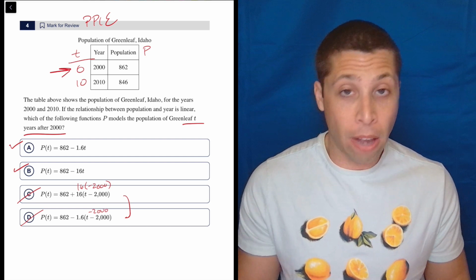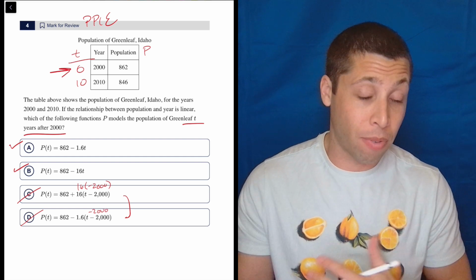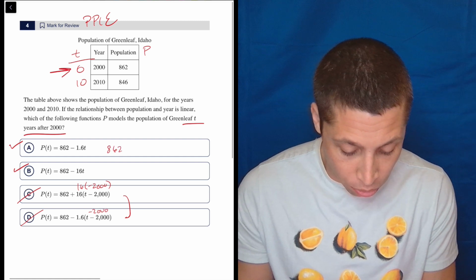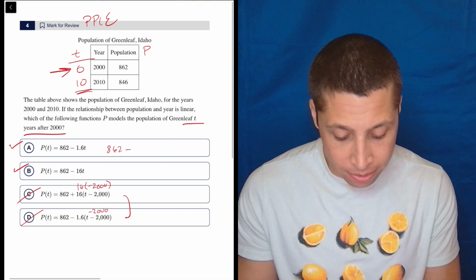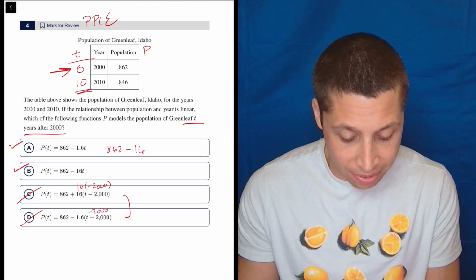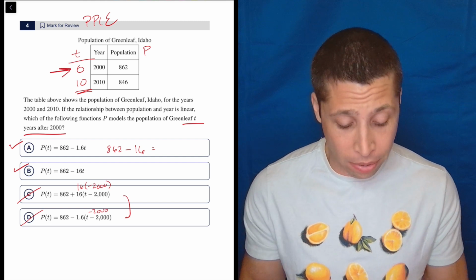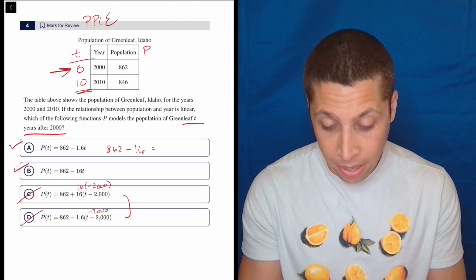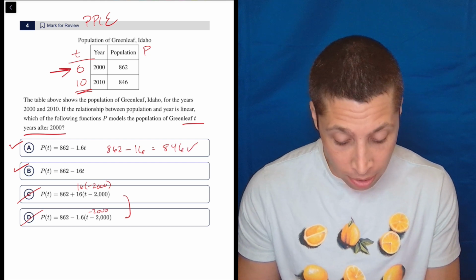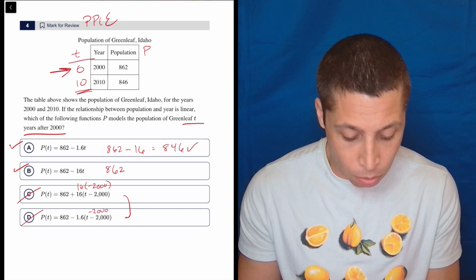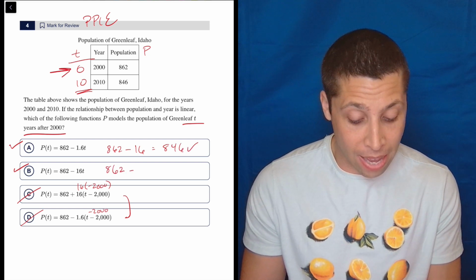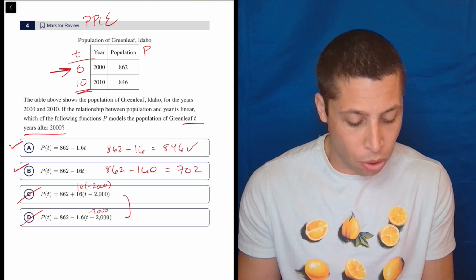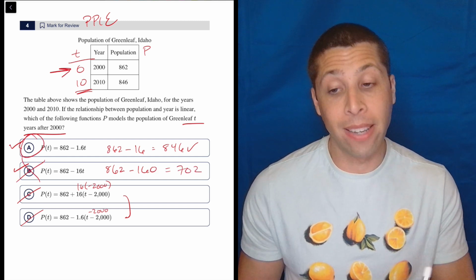Now, again, rather than calculate the slope and risk messing it up because it's a fraction, it's negatives, it's all sorts of things, let's just plug the point in. So this would be 862 minus 10 times 1.6. So that's minus 16. 862 minus 16, I believe, is 846. I'm kind of just estimating, but that seems right. So that's 846. So that looks good. And if we do the same thing here, 862 minus, well, 16 times 10 is 160. I know we're way lower, right? That's 702. No, A is the answer.